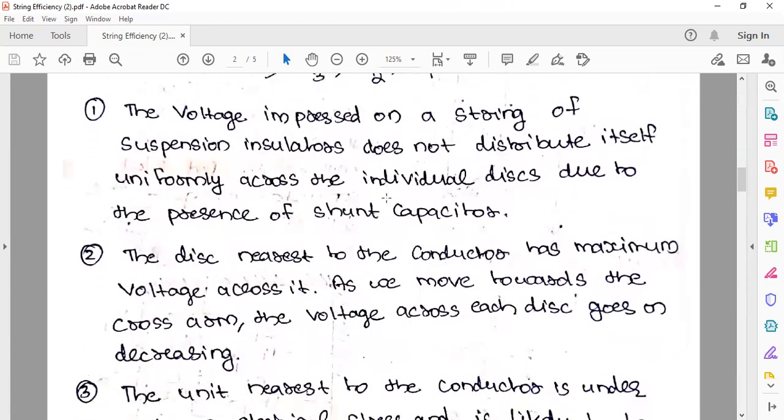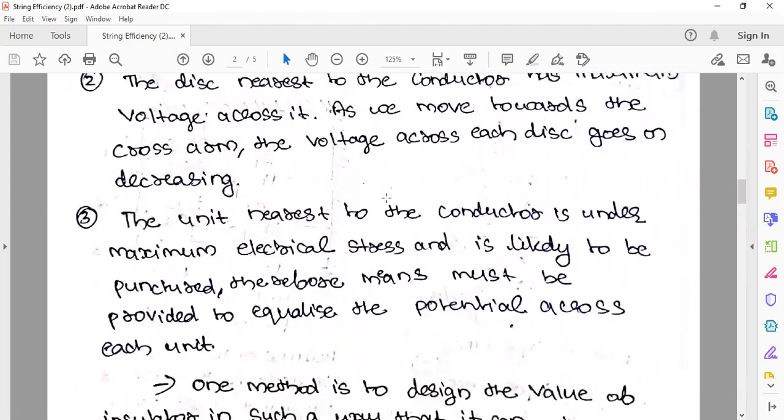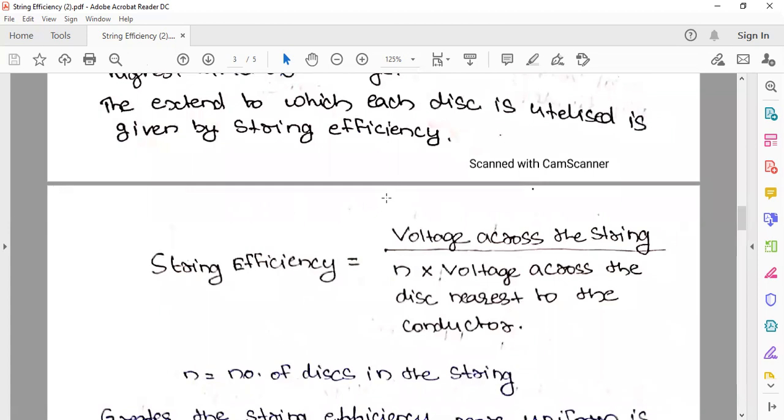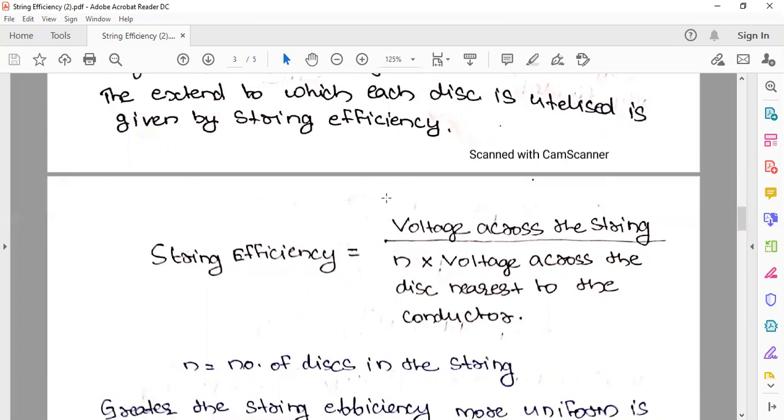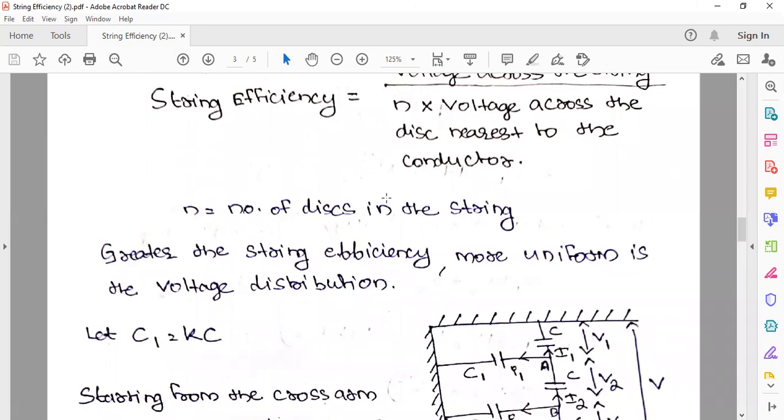These are the three inferences that we get from what we have studied so far. And now finally we reach the term string efficiency: the voltage across the complete string divided by N times the voltage across the disk nearest to the conductor, where N is the number of disks in the string. The greater the string efficiency, the more uniform is the voltage distribution.